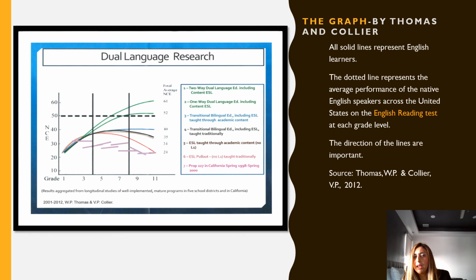But if you really look into the graph, the two-way dual language made it all the way to the 64 average, while the ESL pullout went down to 24%. So it automatically says that the dual language programs strive for high academic achievement, and it shows on the tests because it's closing that academic achievement gap.